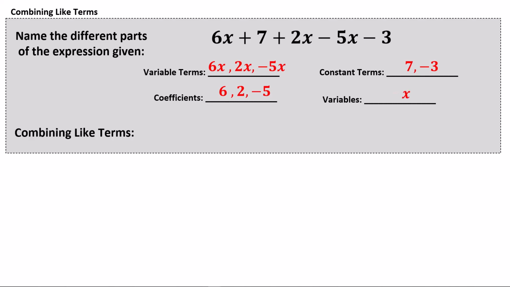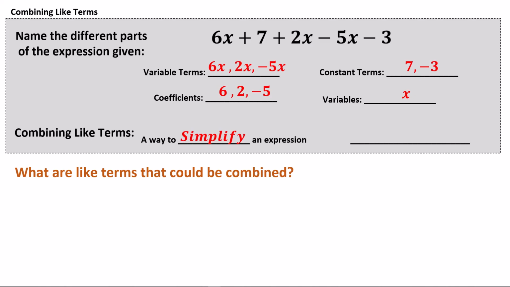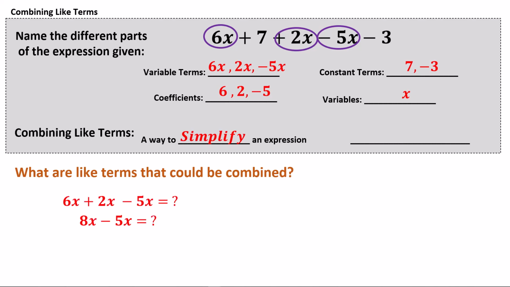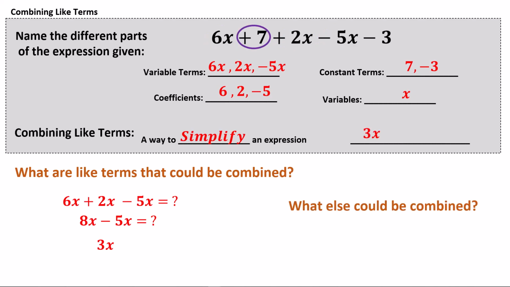Combining like terms is a way to simplify an expression by taking the terms that are alike and combining them. What are the terms that should be combined here? What are the like terms? Well, first of all, we have 6x plus 2x and minus 5x. Those will combine first to be 8x minus 5x, and then finally 3x. What else could be combined? The two constants. So 7 and negative 3 make 4. And so the final answer is 3x plus 4. This is now the simplest version of this original expression.